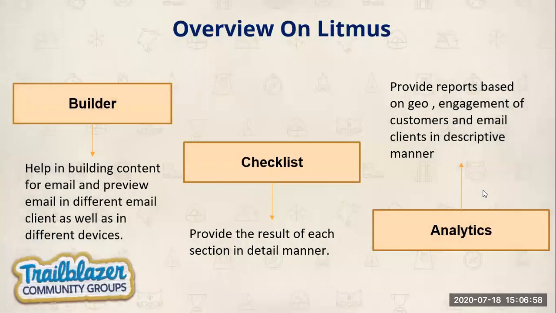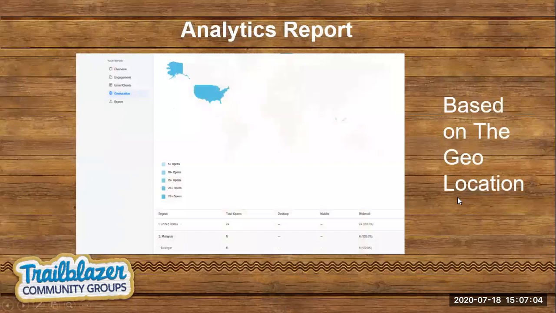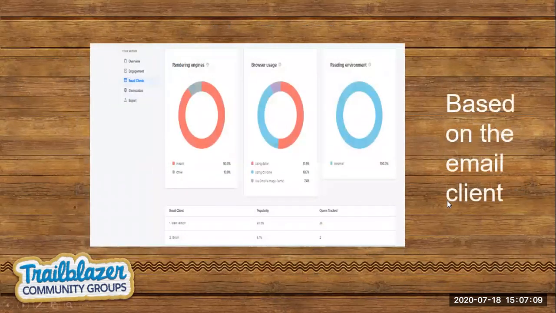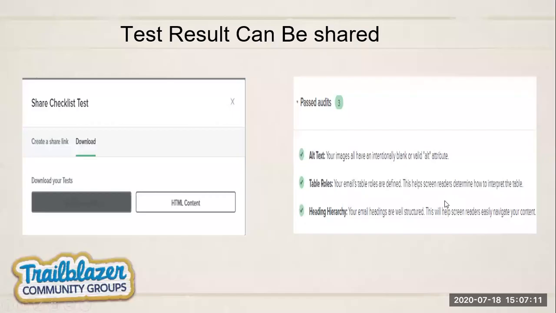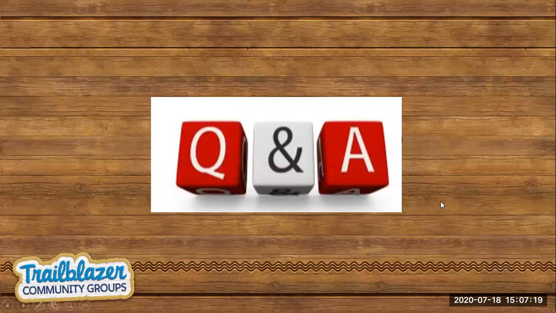So I have covered this part. The builder helps in building, the checklist helps in detailing, and analytics helps in analysis. Then analytics reports based on geo, and then how it renders in the different browsers. Then we can share the test result with a team, if we have one. So if you want to share that, that is also possible. So that's all related to this.